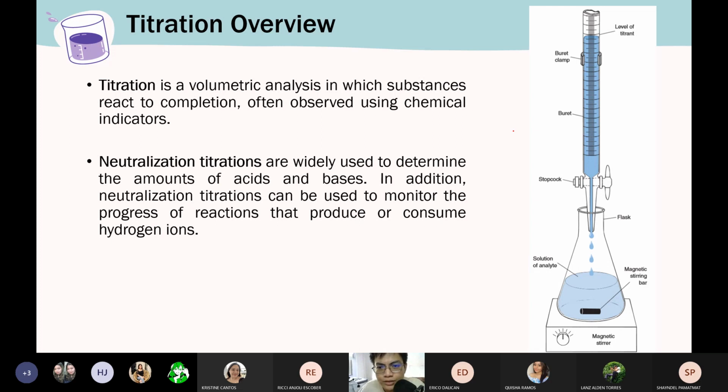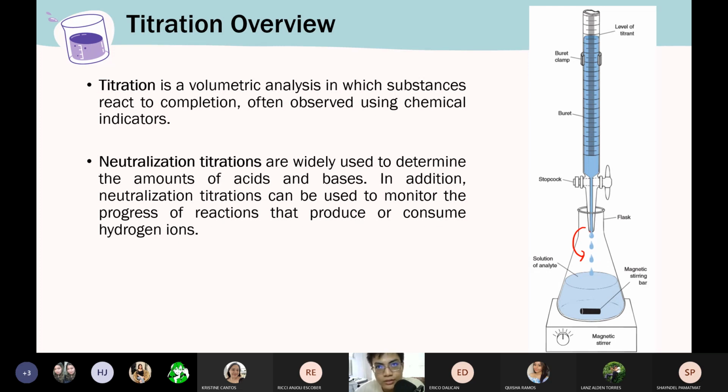So, syempre, this is your burette. Pag binuksan mo yung stopcock, the liquid will drip here, no? So, magdidrip siya dyan. And then, depending on the changes in the volume here, pwede mo malaman how much was transferred into your Erlenmeyer flask. Okay? So, yan yung volumetric analysis. We make use of liquids and apparatus that has graduations. Okay? Yan. And for the sake of simplicity of this course, we will just talk about neutralization titrations.